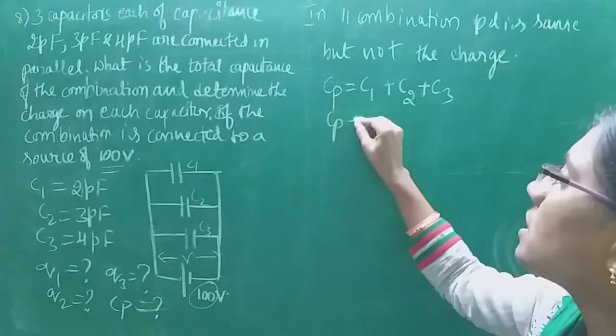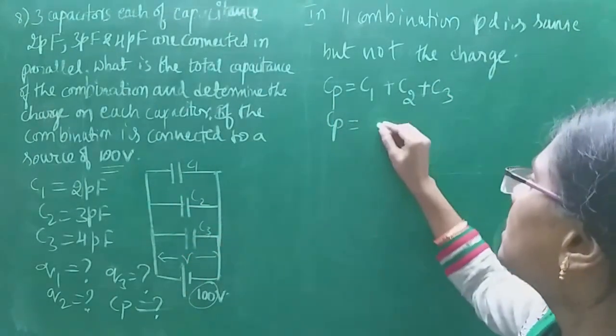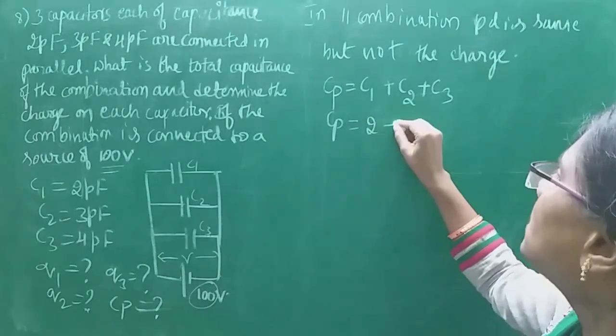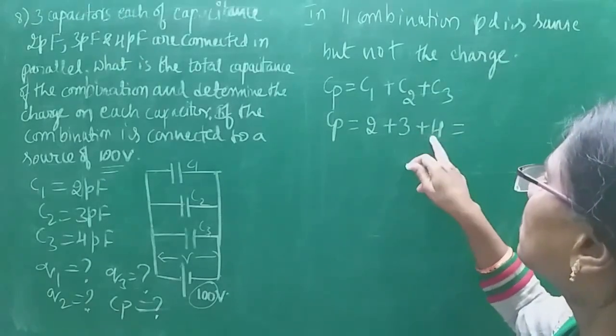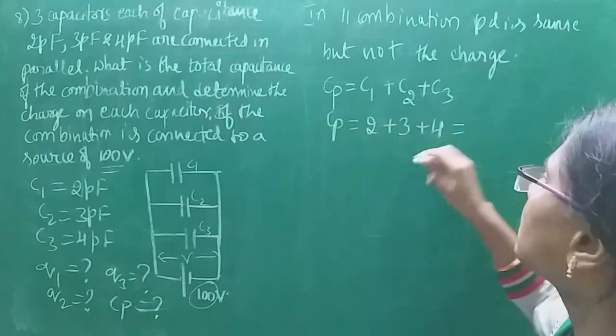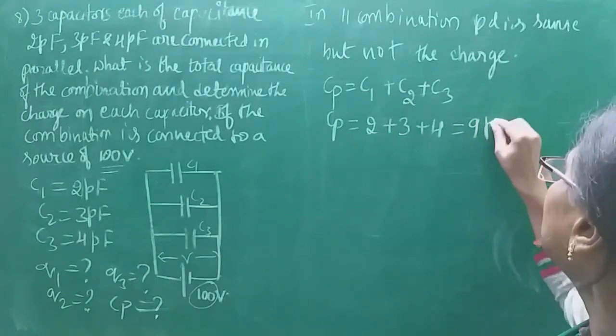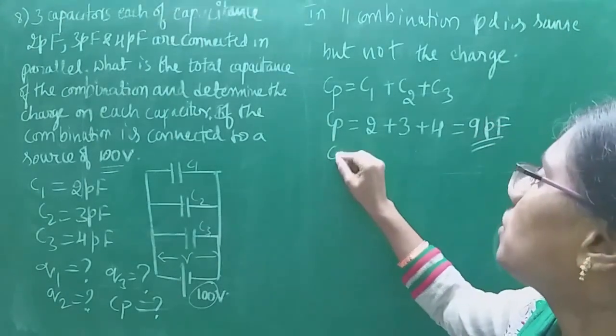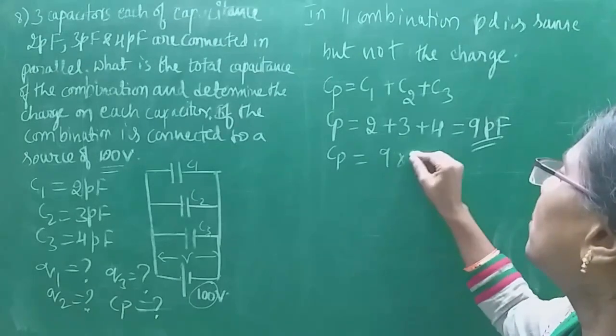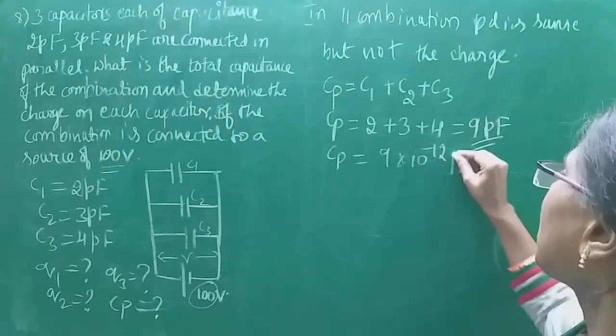Therefore, Cp is equal to C1, which is 2, plus C2, which is 3, plus C3, which is 4. That is 3 plus 4 is 7, 7 plus 2 is 9. So we write 9 picofarad. Pico means 10 to the power of minus 12, so 9 into 10 power minus 12 farad.